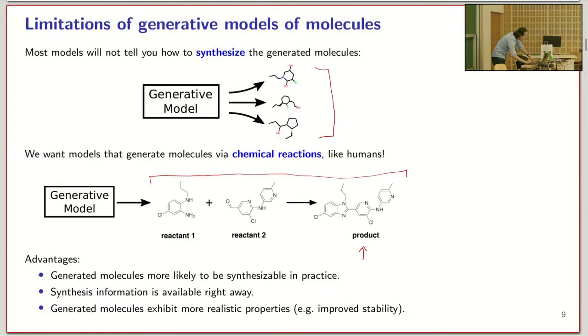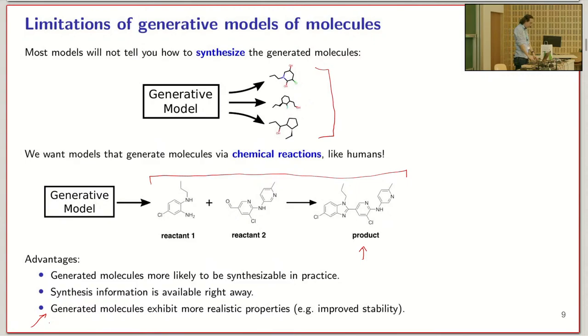And another advantage is that these models tend to generate a lot of garbage. They will generate crazy molecules that are very unrealistic, and they wouldn't exist in the real world. When you generate molecules via chemical reactions, it's actually way more likely that your molecules are realistic, could exist in the real world, and could be synthesized. And that's one of the properties that we find with the models that I'm going to describe now that work in this way.